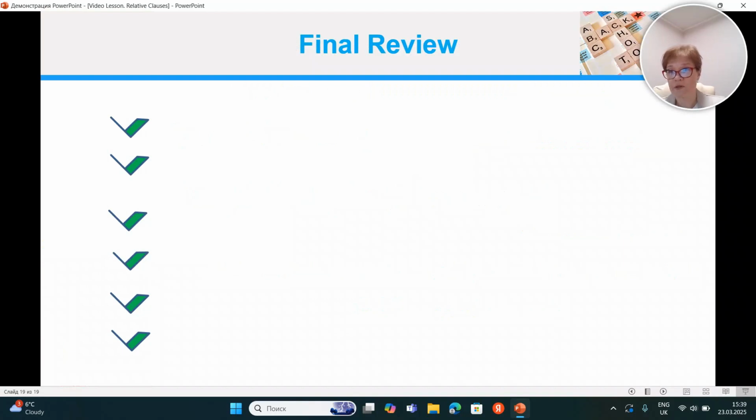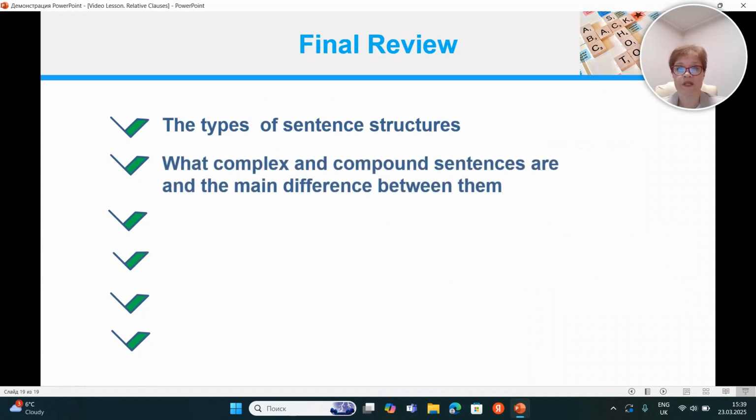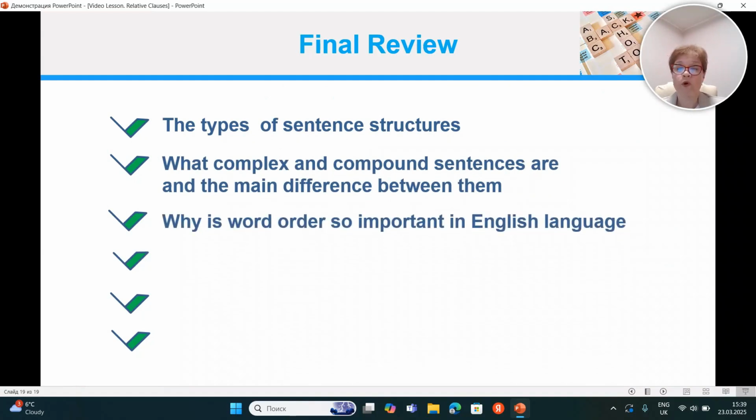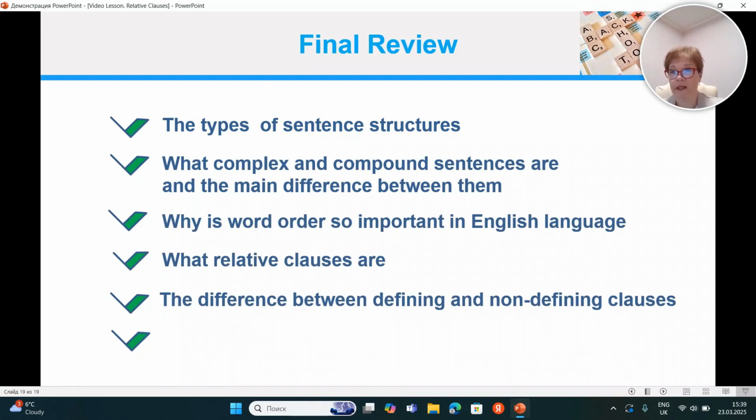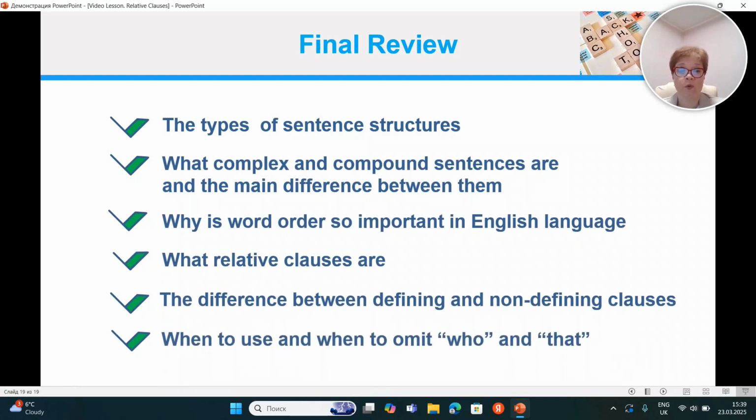I hope our lesson today was rather informative and rather active. So, we have covered today what sentence structures are and the types of sentence structures, what complex and compound sentences are and the main difference between them. Why is word order so important in the English language? What relative clauses are, the difference between defining and non-defining clauses, and when to use and when to omit who or that. Now it's your turn.